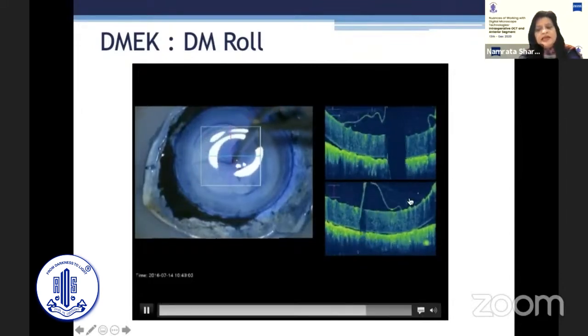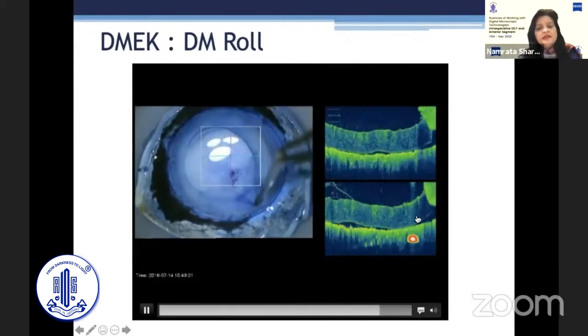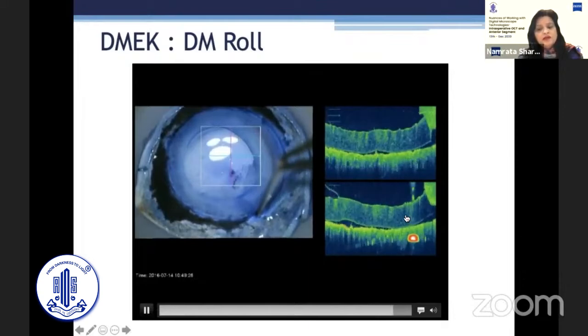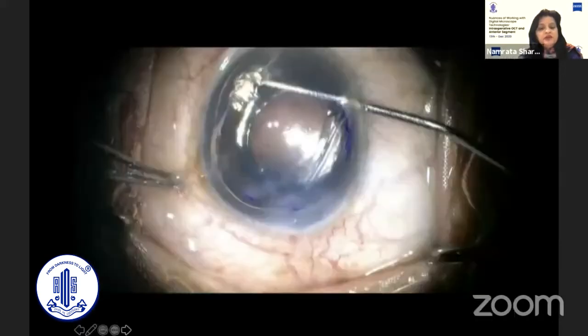You can see the mechanics here, and sometimes when there are adhesions here between the Descemet's membrane and the underlying stroma, you can make them out, but you can still see that even with the trypan blue. So probably it is not needed for this.